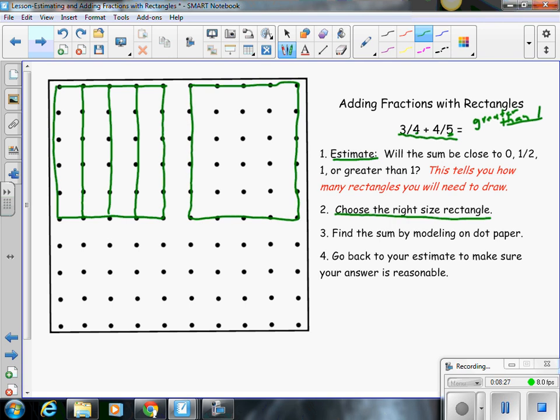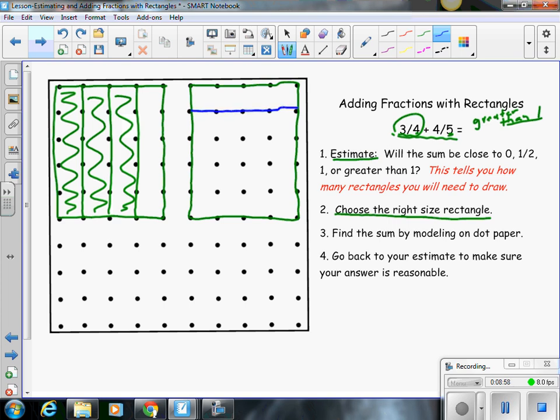Okay, so if I divide this into fourths and I shade in 3/4, that's what we've modeled the first part of our problem there. Then I need to model 4/5, adding 4/5. I'm going to do that in a different color. So fifths would go the opposite direction. So fifths would go this way. Okay? So we want to show 4 of those fifths.